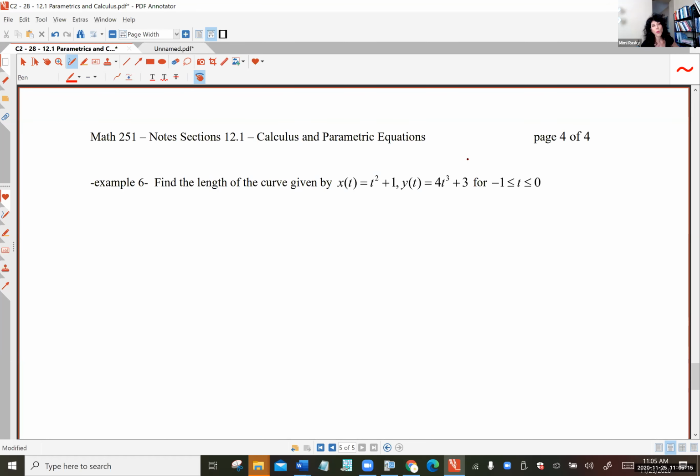Polar can be weird because you're learning a new coordinate system. I love polar and you need it for Calculus 3 big time. So we're going to do some exciting stuff next week. All right, so let's find the length of a curve.